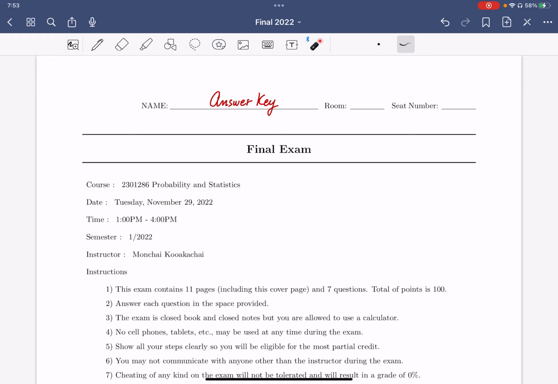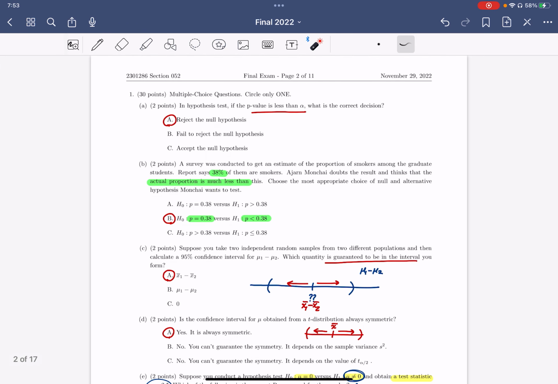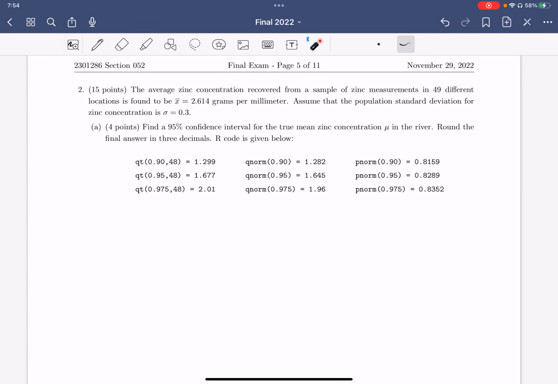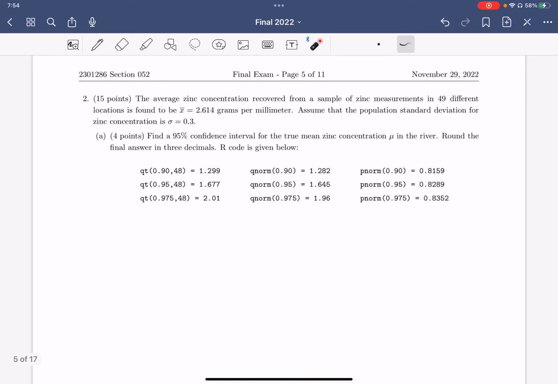So let's go. We're gonna continue to the questions that we haven't done in class. Question 1 we already did. It's the multiple choice question. So we're gonna move to question 2 here. It's a show your work question.